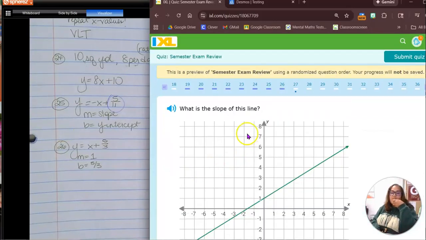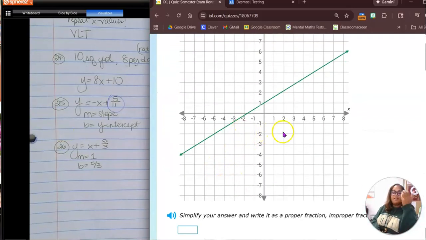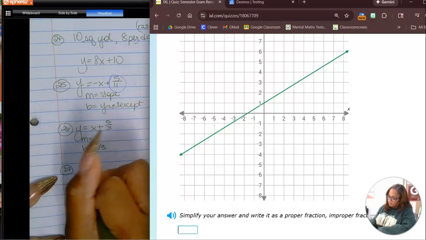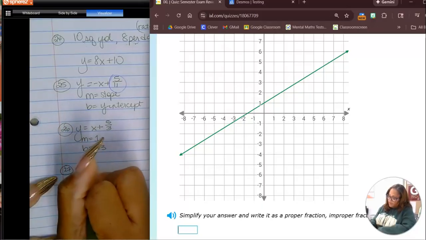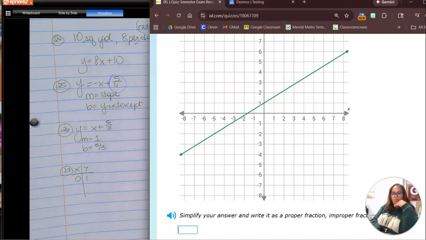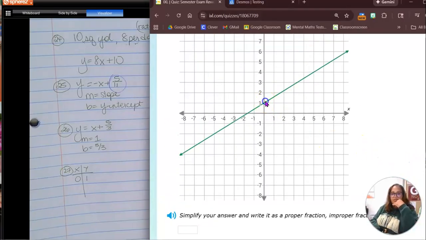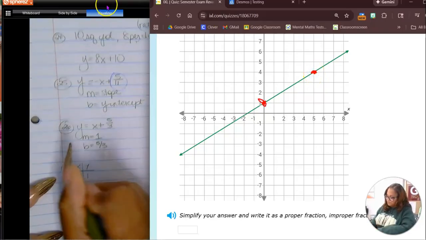Save answer. What is the slope of the line? Okay, this doesn't go through the origin, so my other friendly point is 0, 1. That's my y-intercept, 0, 1. Let me label that here just in case y'all need it. Boom. Friendly point right there. Another friendly point is 5, 4.